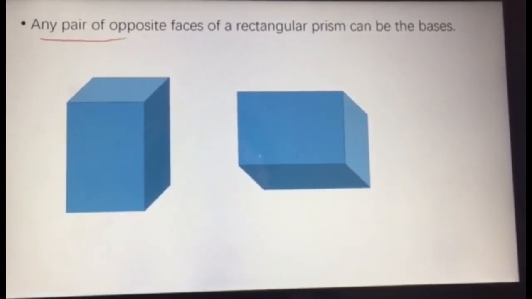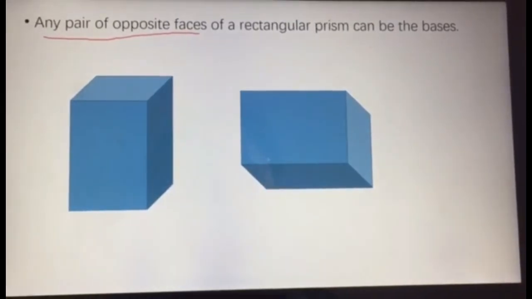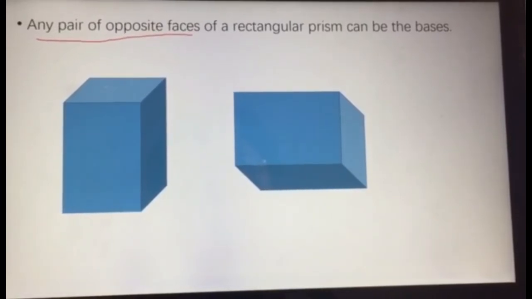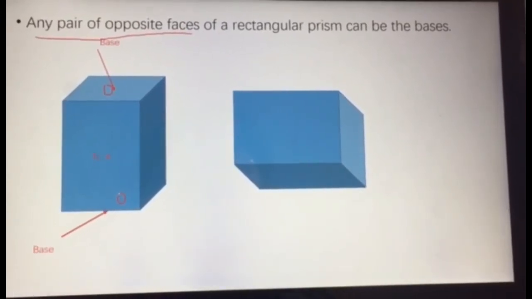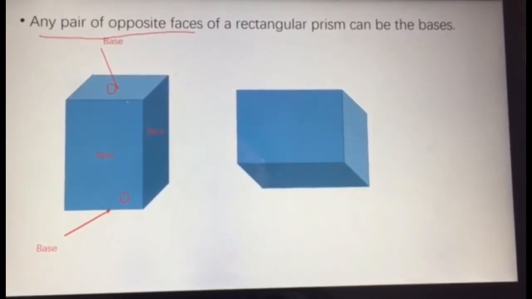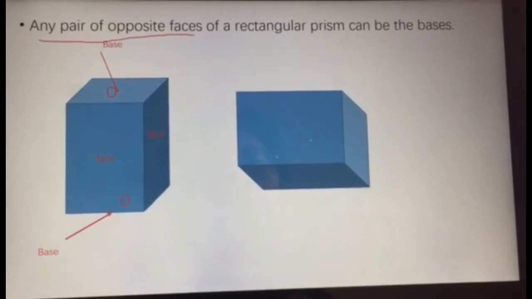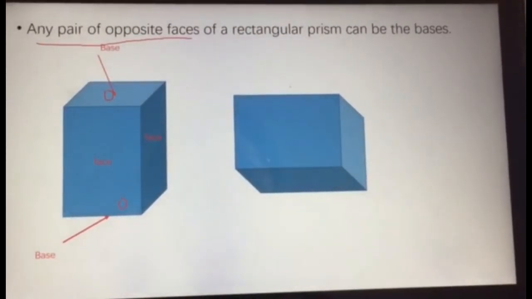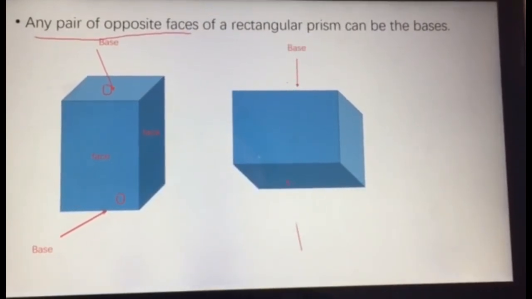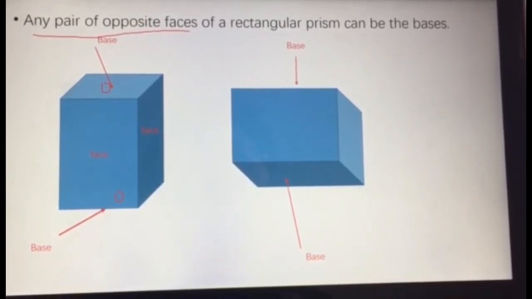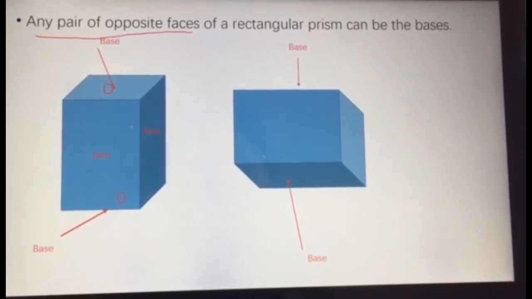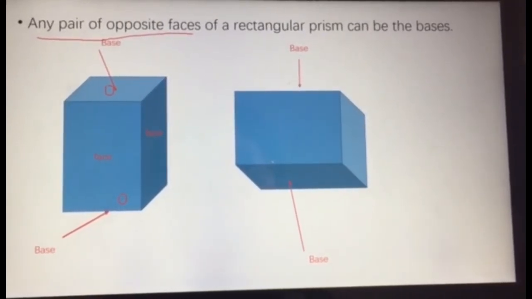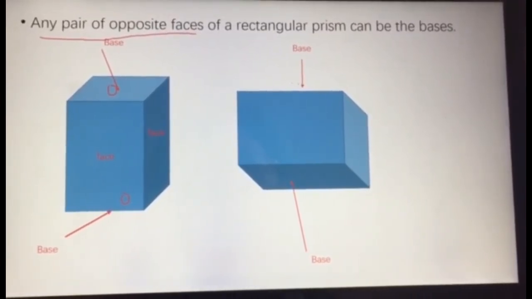That's because any pair of opposite faces of a rectangular prism can be the bases. So in this rectangular prism, we can call these 2 the bases, the one on the top and the one at the bottom, and the other 4 faces, 2 in the front and 2 at the back. However, if you put it down, you can call it in a different way. We can call the one on top a base, the one at the bottom a base, and these 2 rectangular bases are joined by other rectangular faces, because all the faces of a rectangular prism are rectangles. So if you flip it around, the other 2 faces can be called bases too.